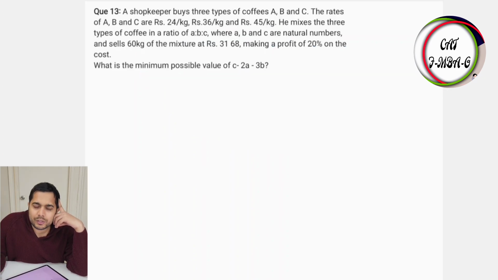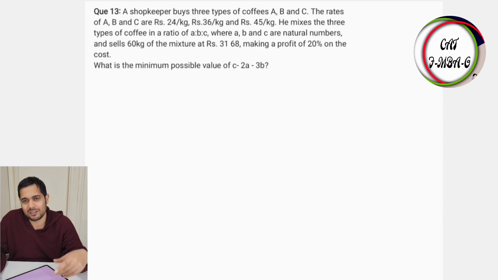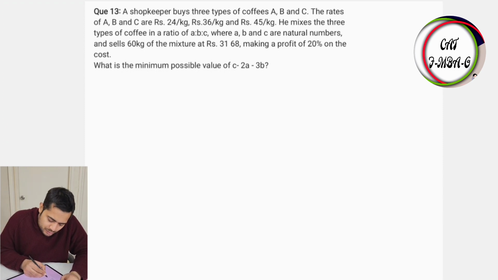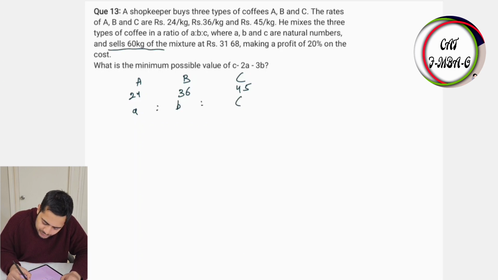So here we are not going to use the alligation method. Here we are going to use the proper proportion method. This is a very good question to improve your proportion concept. Shopkeeper has coffee A, B and C. Rate of A is 24, B is 36, C is 45, mixed in the ratio A is to B is to C. And you are selling 60 kg of mixture. So selling price of 60 kg is equal to 3168.